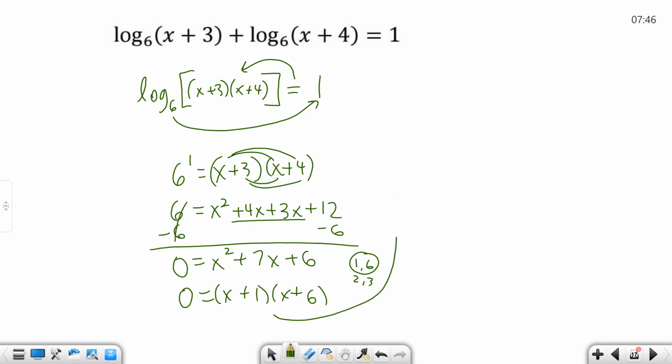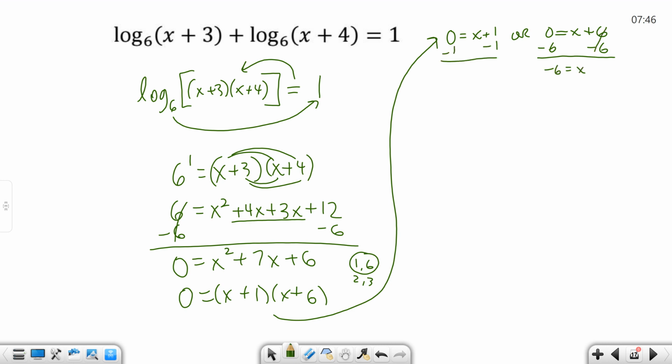And then, let's come up here because I'm running out of room. 0 equals x plus 1, or 0 equals x plus 6. Subtract 6 from both sides. So negative 6 equals x. And over here, subtract 1 from both sides. Negative 1 equals x. Now remember, we can't just assume these answers.